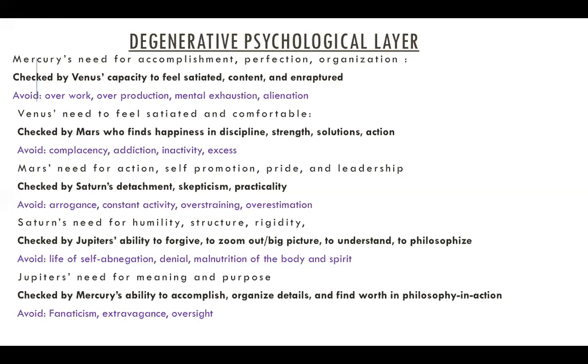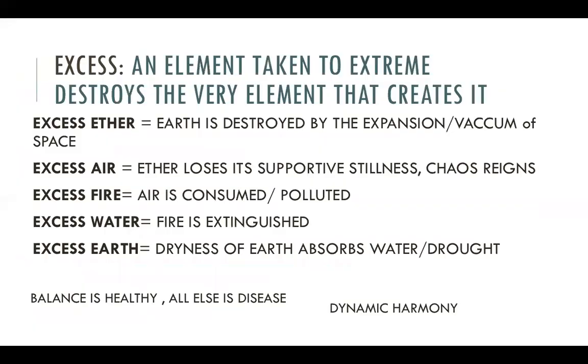Even though he's seen as the greater benefic, Jupiter sometimes doesn't want to be bothered with details. And so when it's checked by Mercury's ability to actually organize details, you avoid that Jupiterian oversight, which is actually a really huge over-exaggeration, right? Jupiter can over-exaggerate and say things that aren't necessarily lies, but they're not necessarily true.